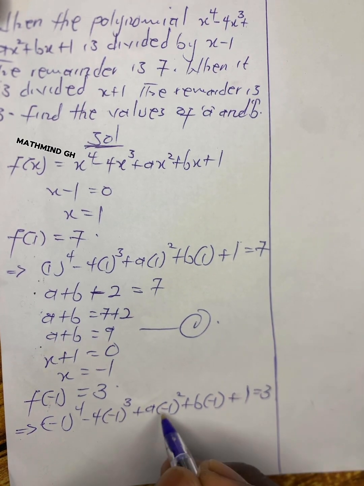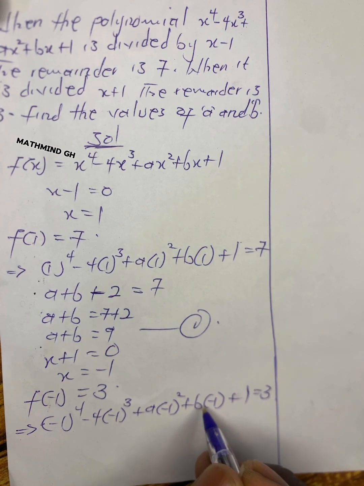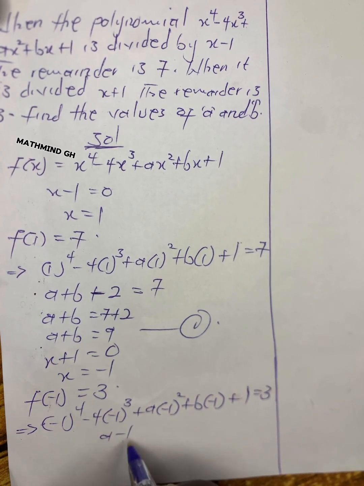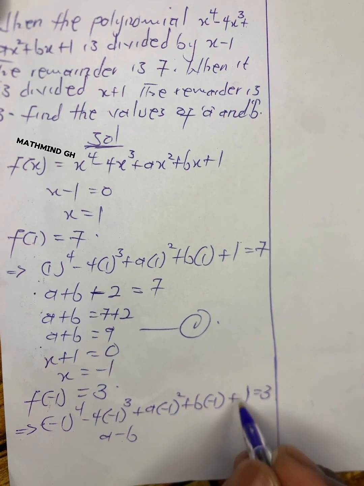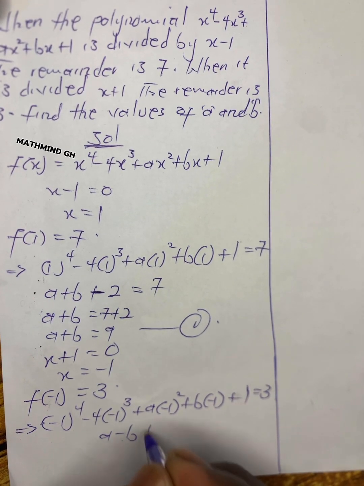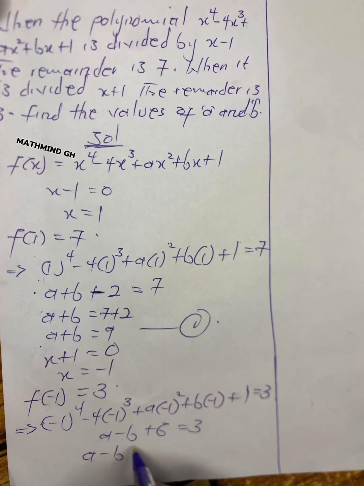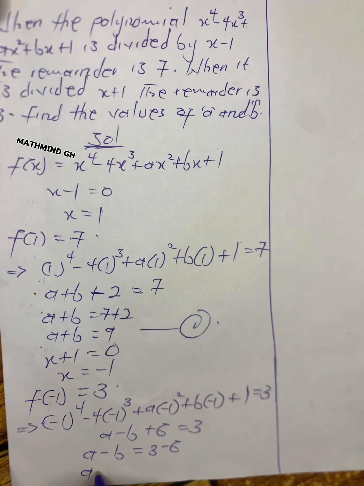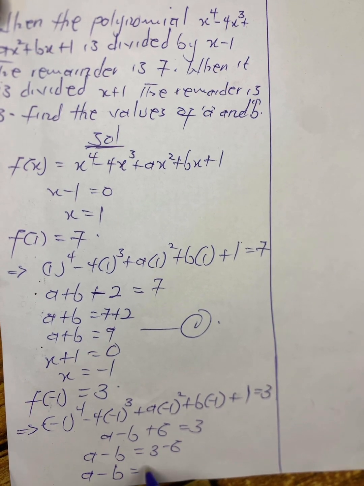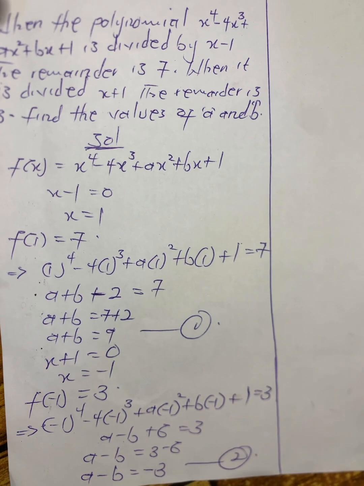Then we have positive a plus negative b, so a - b. Our 5 here adds up with the positive 1 here to give 6, so 6 + a - b = 3. Therefore, a - b is equal to 3 - 6, which gives a - b = -3, as our equation 2.